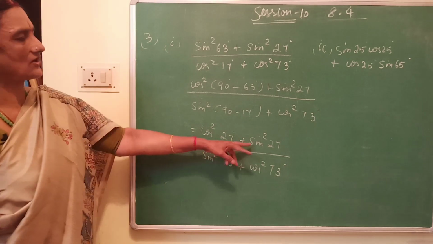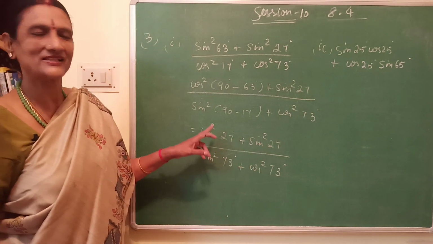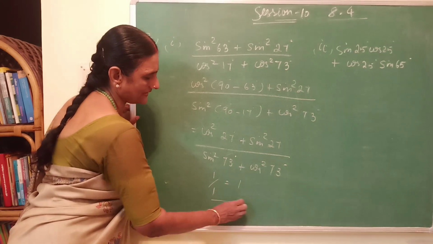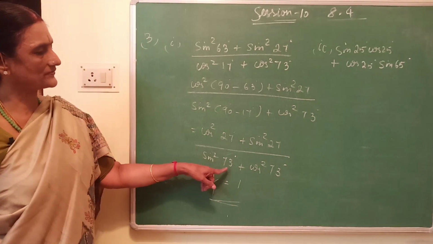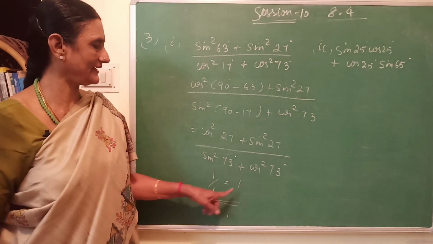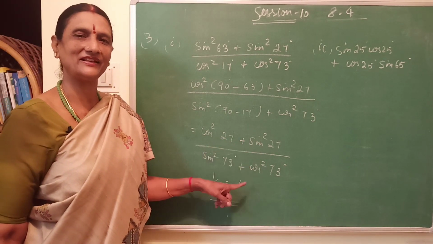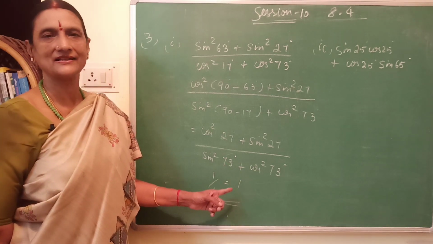Sin square plus cos square for the same angle is obviously 1. So you get the answer as 1 by 1, 1 is the answer. See, sine square of 73 plus cos square 73 is also 1. Cos square of 27 plus sine square of 27 is also 1. 1 by 1, the answer is 1.